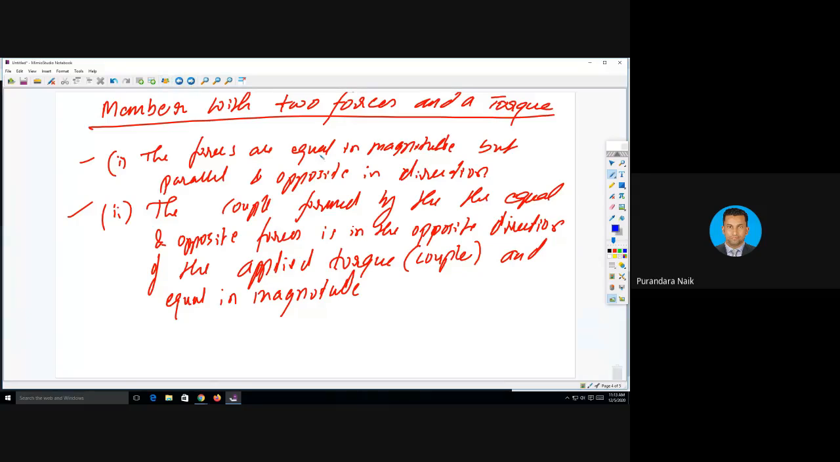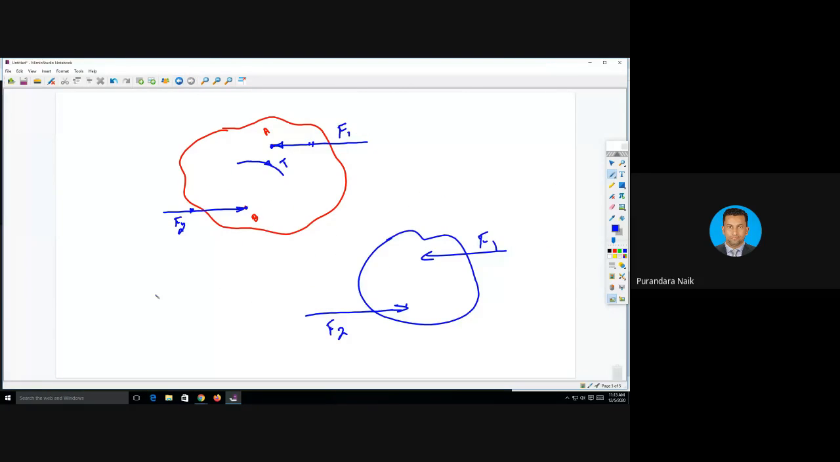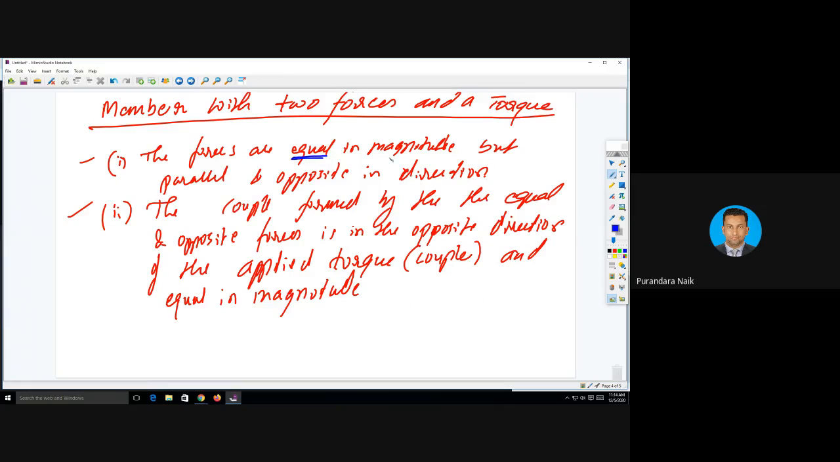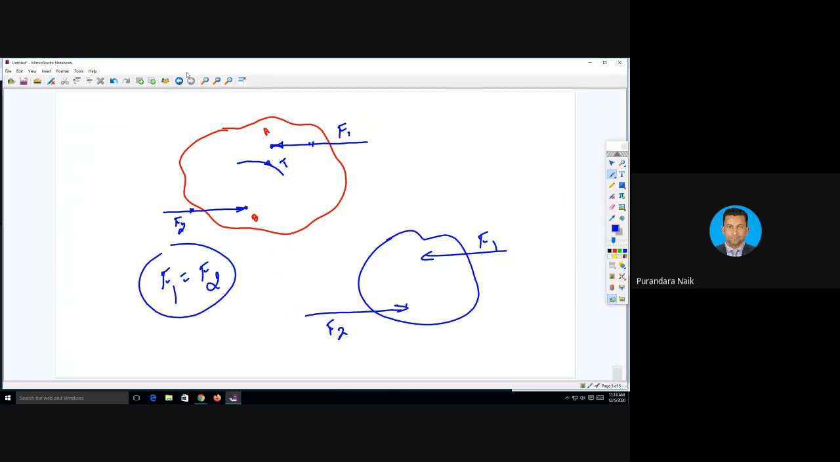What it says, the forces are equal in magnitude. F1 must be equal to F2. This is the first condition: equal and opposite and parallel. Three conditions should be satisfied. First one, equal. Second one, parallel. Third one, opposite. These three cases are satisfied for the first condition. F1, F2 are equal and opposite to each other and parallel to each other. Is it okay? First condition is satisfied.